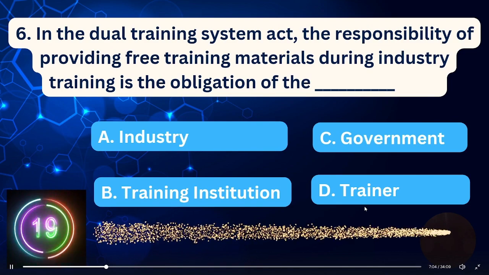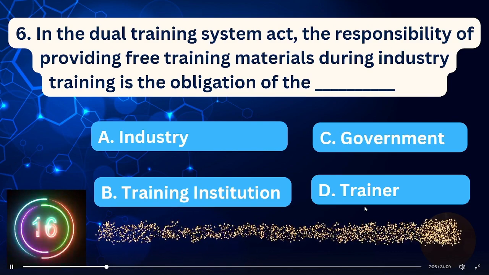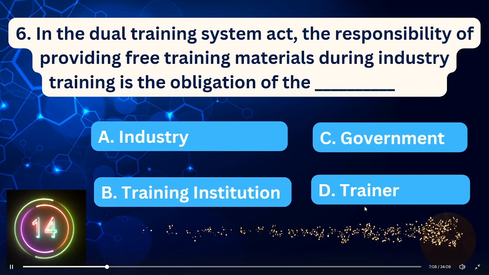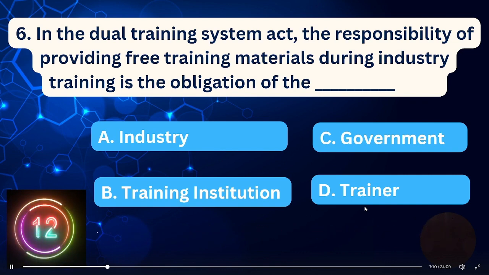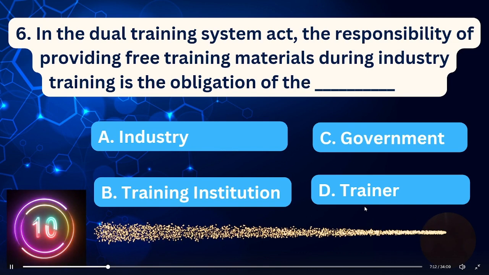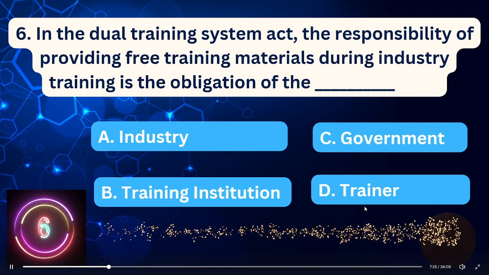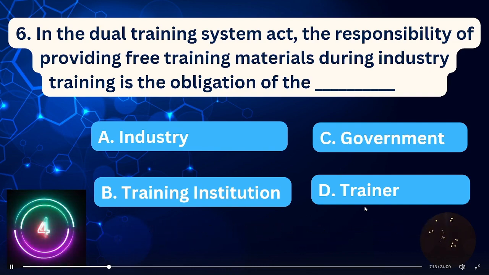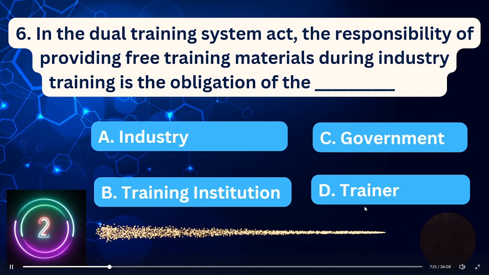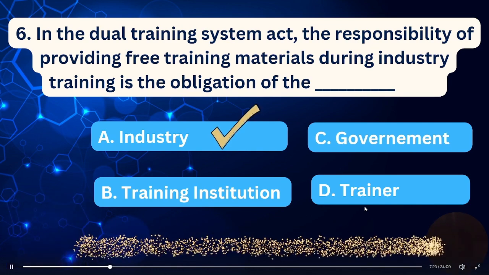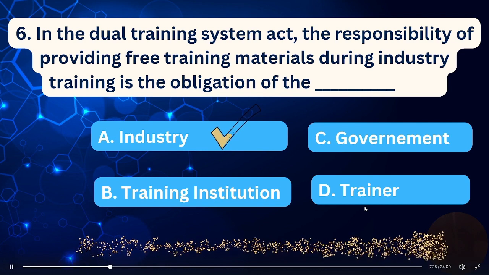Number 6, in the Dual Training System Act, the responsibility of providing pre-training materials during industry training is the obligation of the blank. A. Industry. B. Training institution. C. Government. D. Trainer. The answer is letter A, industry.